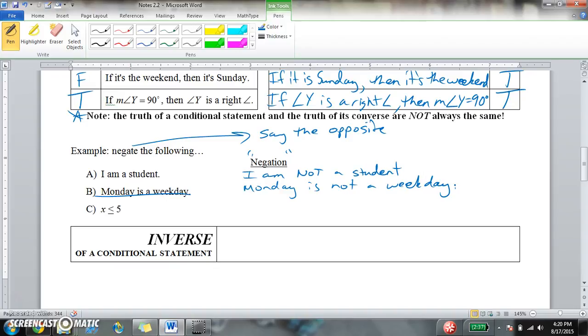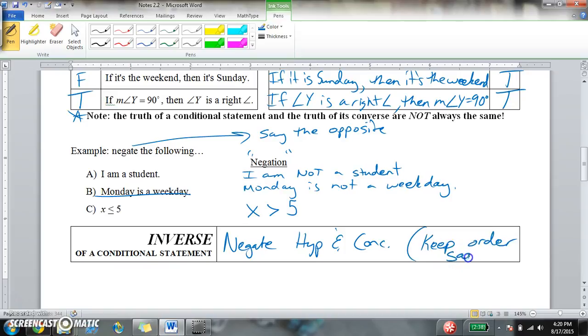X is less than or equal to 5. That would be X is greater than 5, because if it's not less than or equal to 5, it must be greater than 5. So the inverse of a conditional statement, we talked about converse. Inverse is another way we can modify a conditional statement. So the inverse is if we negate the hypothesis and the conclusion. We keep the order the same.